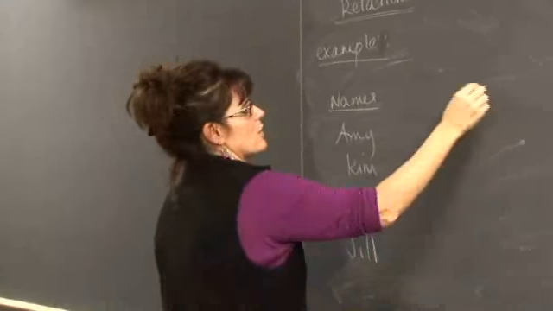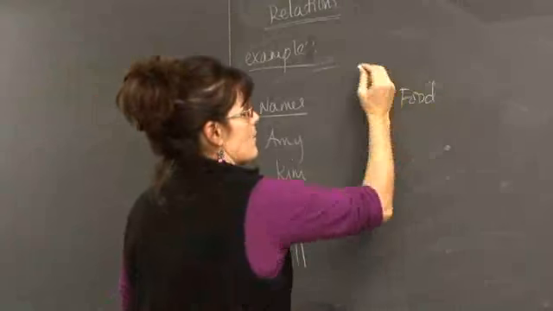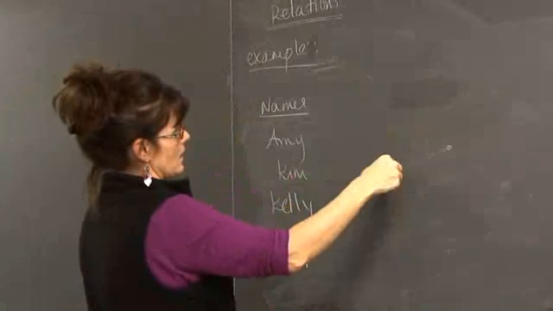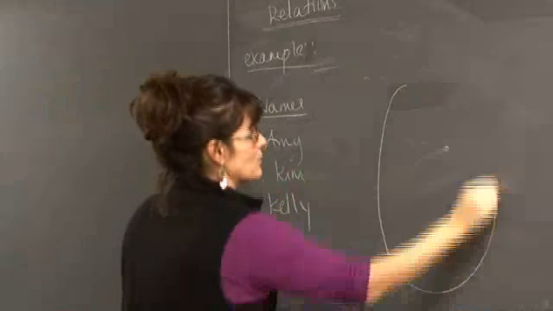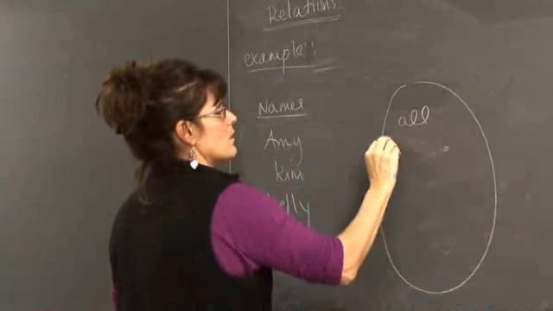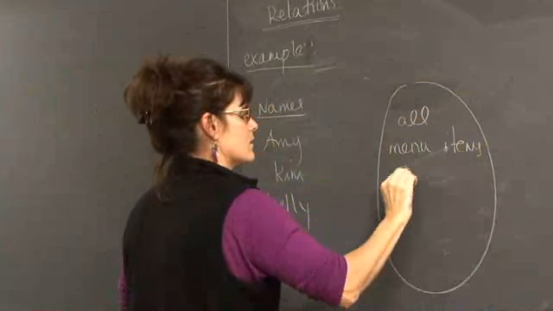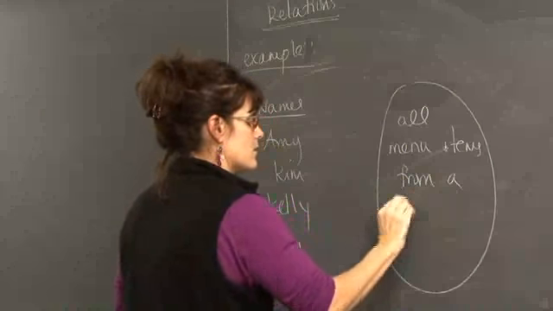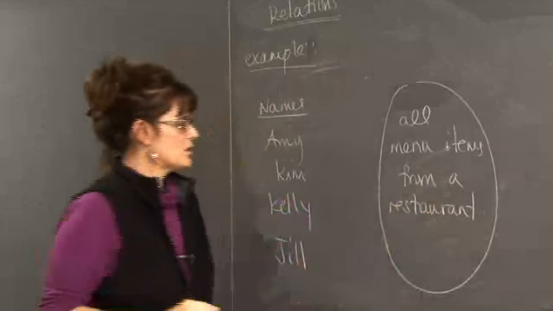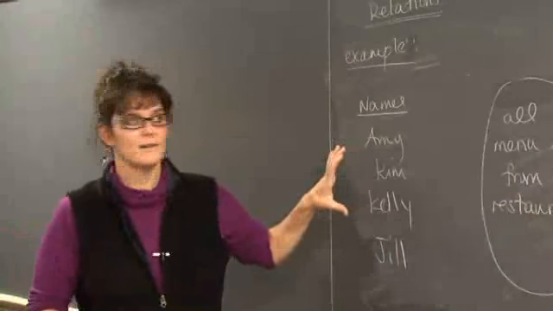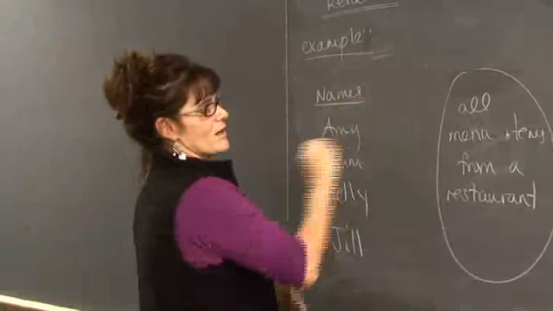And on the other side, I'm not going to list the things in the, well, I guess I could list some of them. But what I want this other set to be, I'm going to draw it like this, is all menu items from a restaurant. So these people go out to dinner to some restaurant, and they're going to order their food. So I want to think of that as a correspondence.